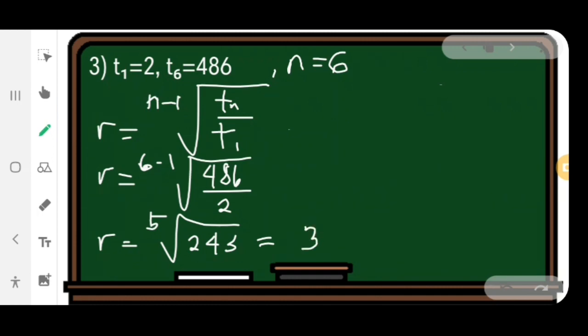Now, if you don't know how to get the fifth root of 243, you can use your calculator. And if you don't know how to use your calculator, do not hesitate to contact me.